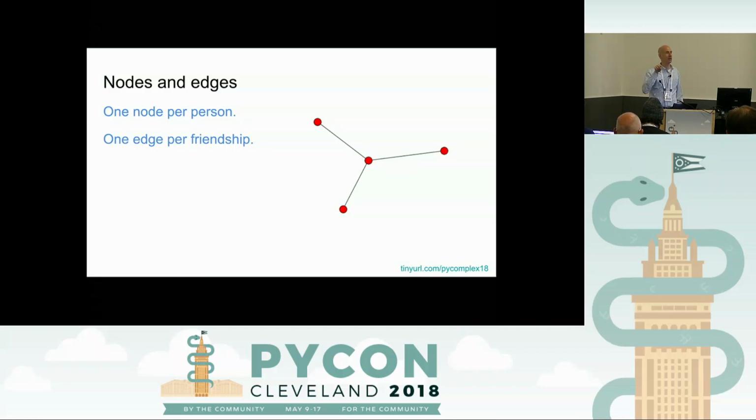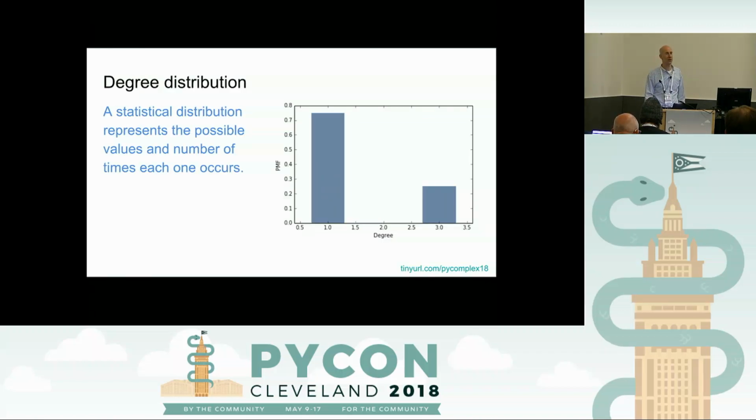The one in the middle has 3 friends. And the other 3 have just 1 friend. So if I count up all the degrees, I have 3 1s and 1 3. And that's what this distribution shows. 3/4 of the population have 1 friend. And then there is 1 person, 1/4 of the population, who has 3 friends.